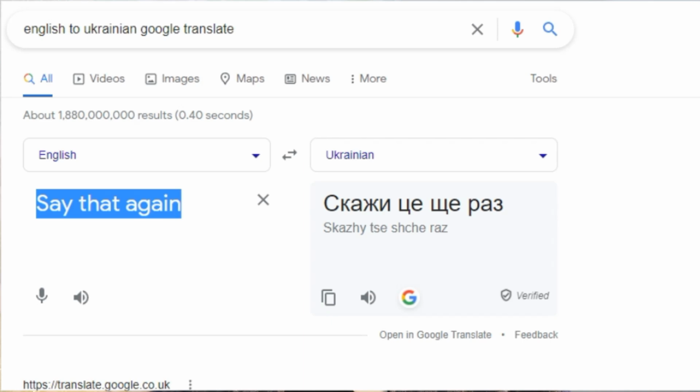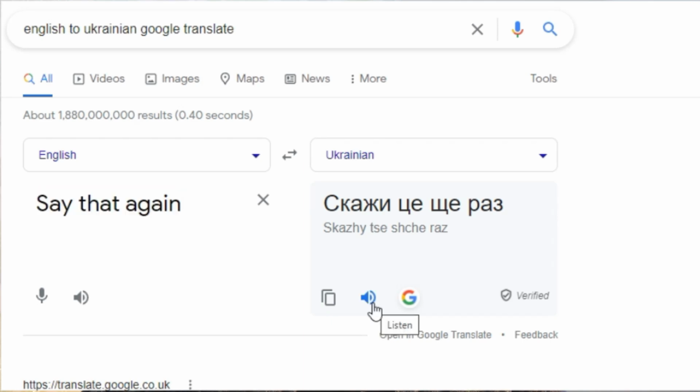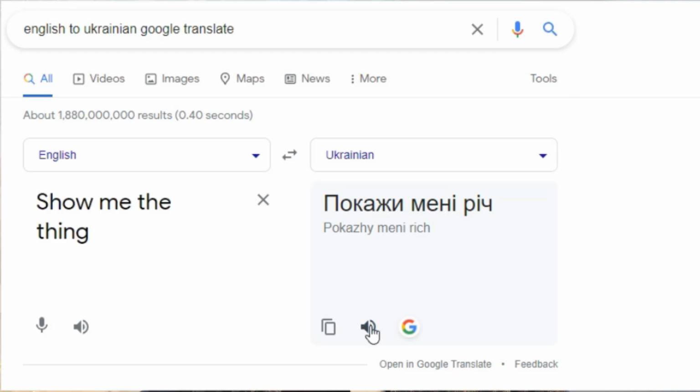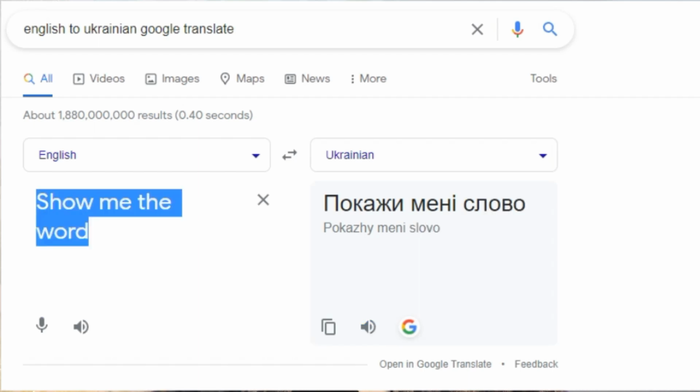To keep things in Ukrainian, say that again. So this is another thing you have to learn. Say that again. Скажи це ще раз. Show me the thing. Of course, it can be a picture or it can be a real thing. So show me the thing. Покажи мені річ.